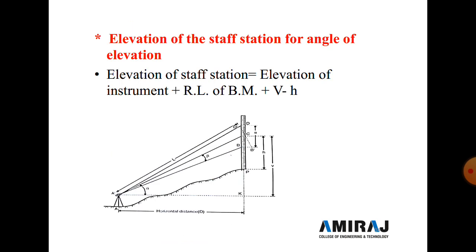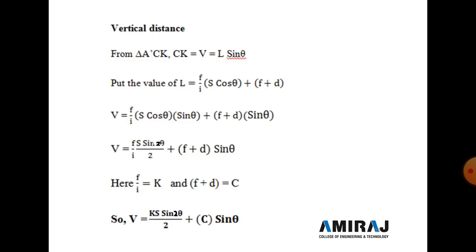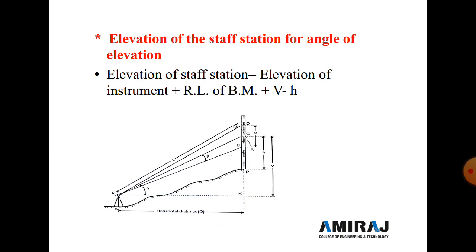Now the elevation of the staff, for the angle of elevation. The elevation of the staff is the elevation of the instrument, that is the horizontal line of sight, plus the RL of the benchmark, plus V minus H. So we find the value of P. In this way we find the elevation of the staff using this equation.